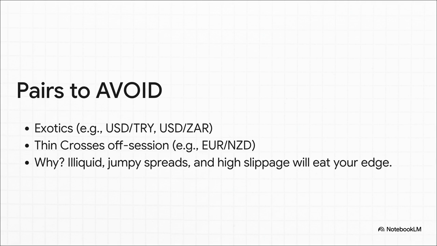Now, this is just as important, maybe even more important, knowing what not to trade. You need to avoid exotic pairs like the Turkish lira or the South African rand, and stay away from thin cross pairs when their main session is closed. Why? Simple. They're illiquid, the spreads are wide and jump all over the place, and you will get destroyed by slippage. It's a guaranteed way to kill your edge.